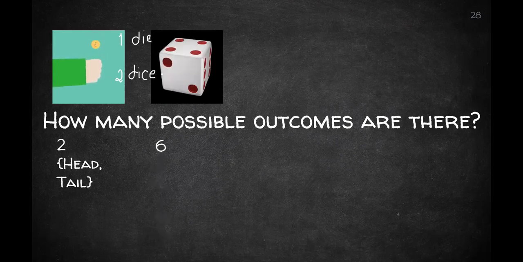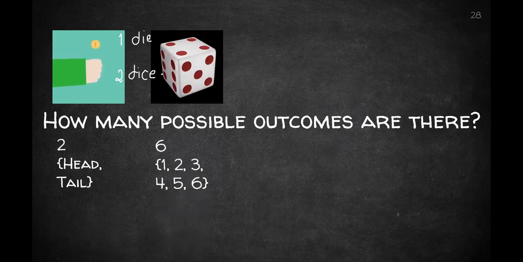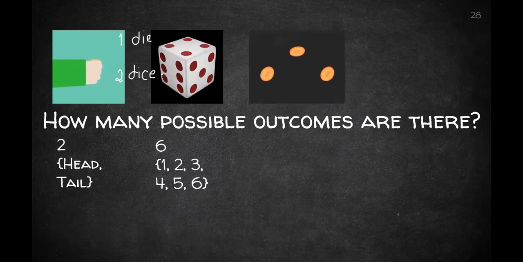Meron kasing ibang die na ibang shape, no? But the common one, the regular one, is six-sided. And what are those six? Simply 1, 2, 3, 4, 5, 6. Okay, what if ito naman?